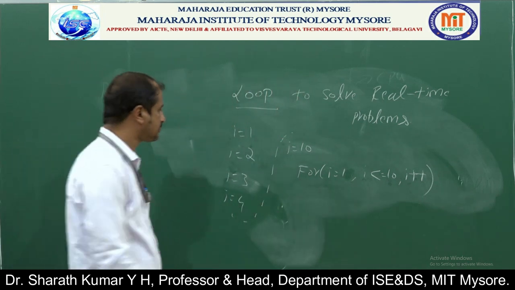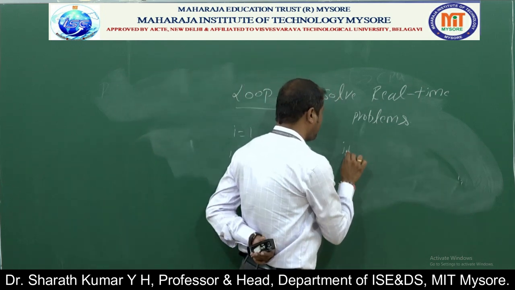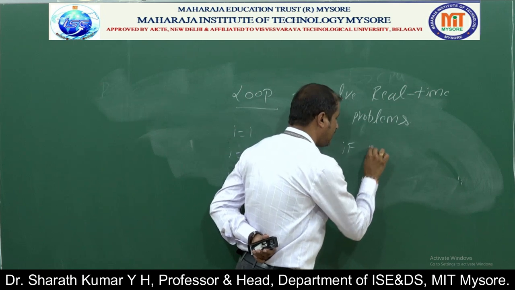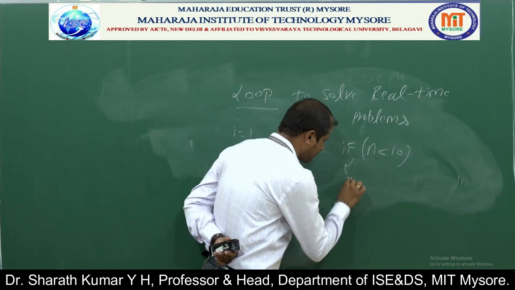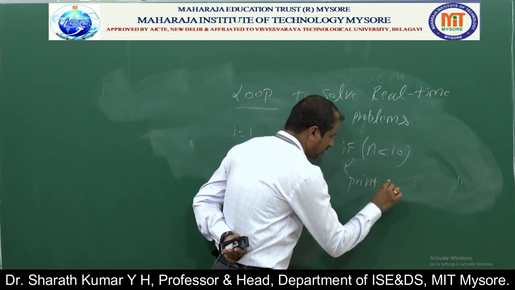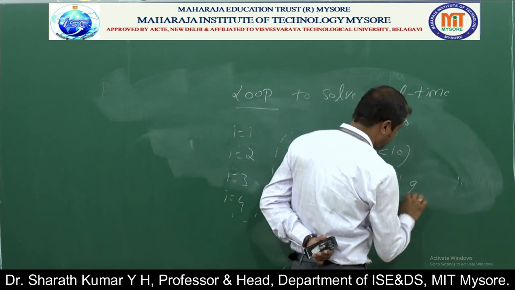Second one is: if n is less than 10, print. What do you call printf? Okay, printf, good.